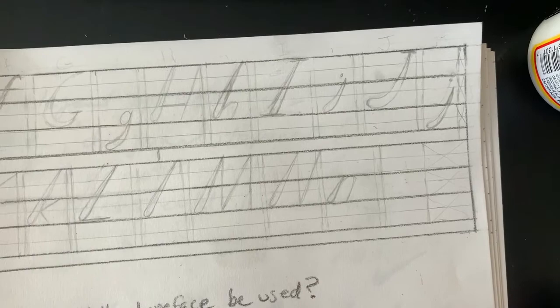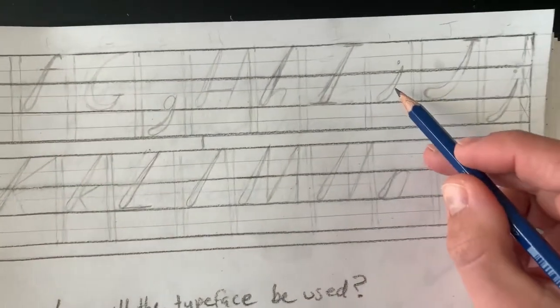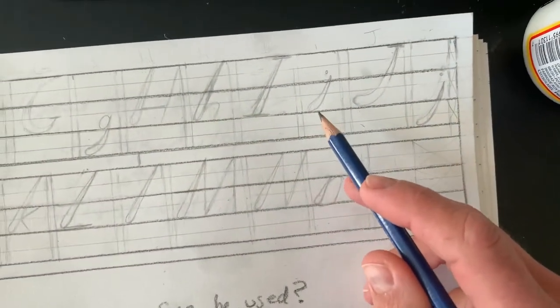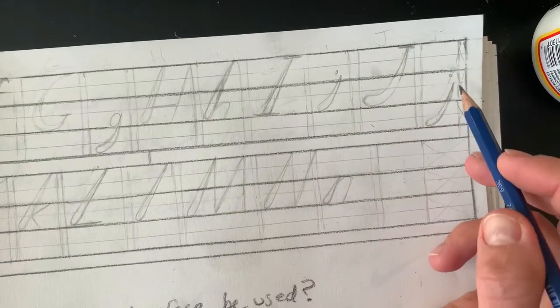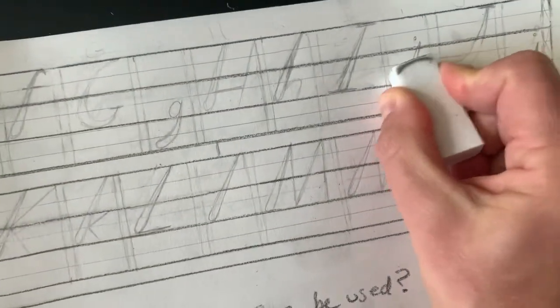Now you can see that I also made a mistake with the lowercase I because I have it curving and all of the others are straight, right? And so it doesn't look cohesive either, and it looks a little bit like a J because of course my J curves because, you know, J's curve. And so I have to go back and correct that.